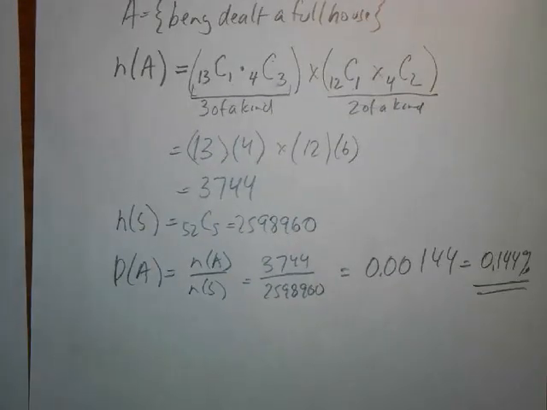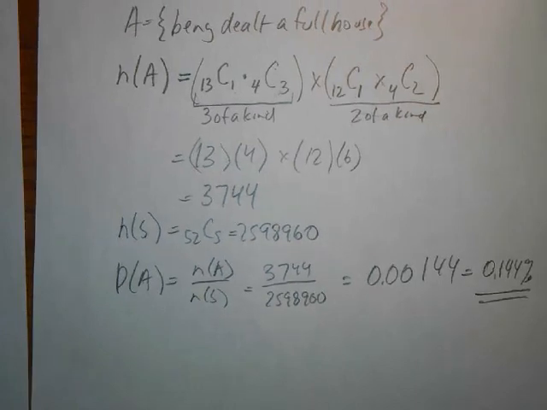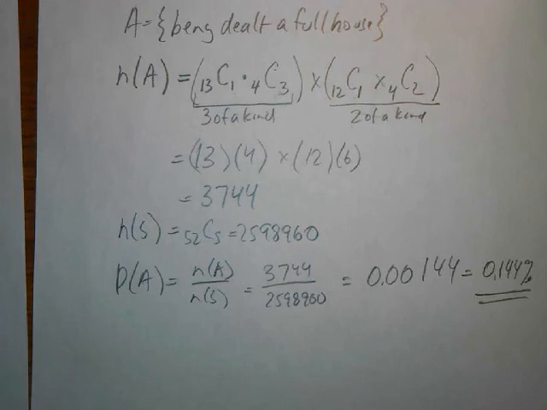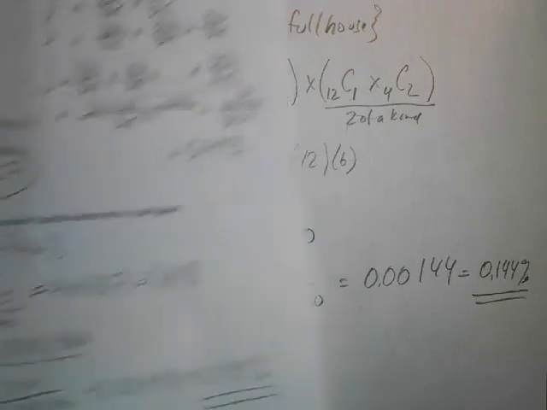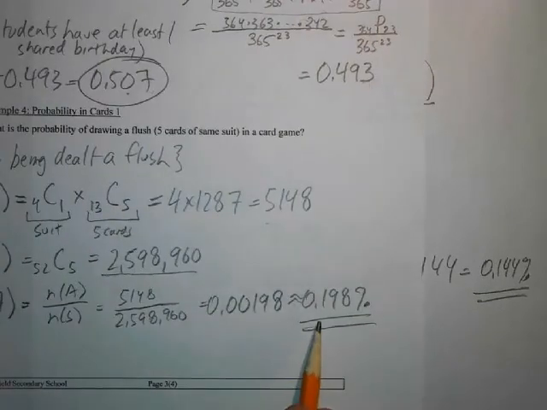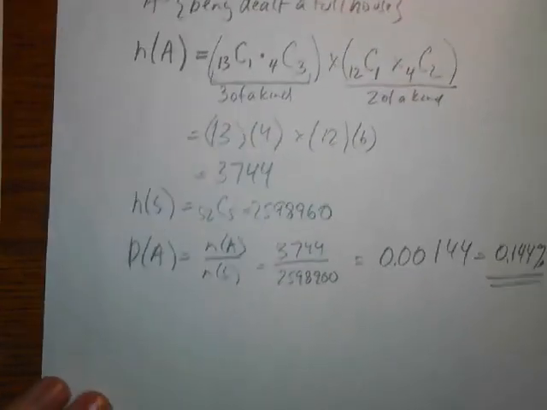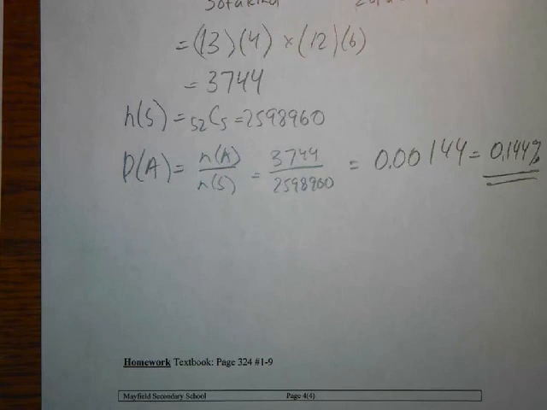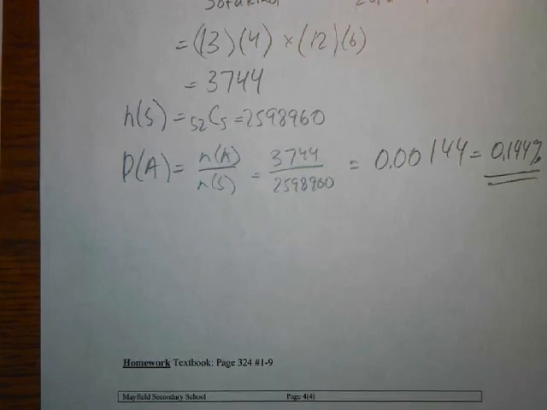And a good question might be, what kind of hand are you more likely to be dealt, a full house or a flush? And you could just look at these percentages here. So there's the probability of getting a flush. There's the probability of getting a full house. So a flush is more likely to get than a full house. Okay, so that's how we use the counting technique to predict probabilities of things happening.